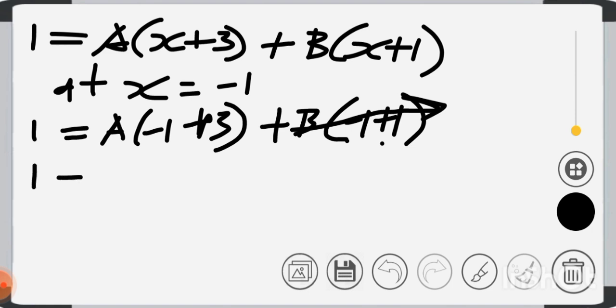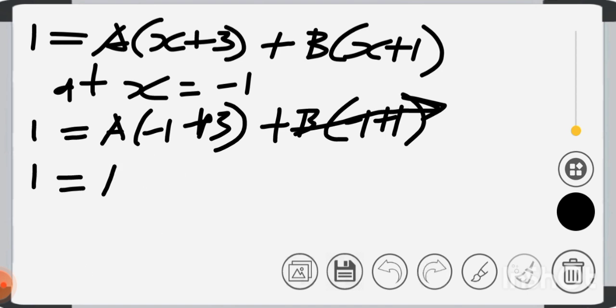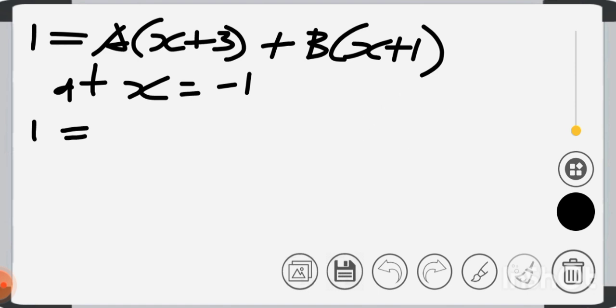So having 1 equals A times (-1 plus 3), that is 2. Divided by 2, divided by 2, A will be equal to 1 over 2. So A is 1 over 2. Then you can go back again and say, at x equals to, what can I make? Remember when we did the first one, we got A to be 1 over 2.